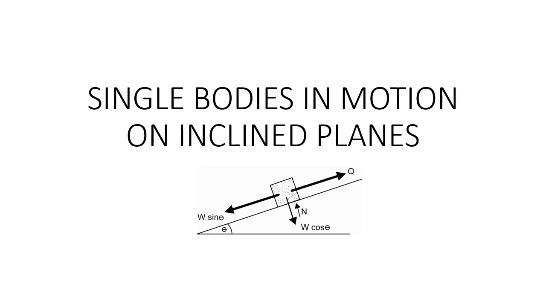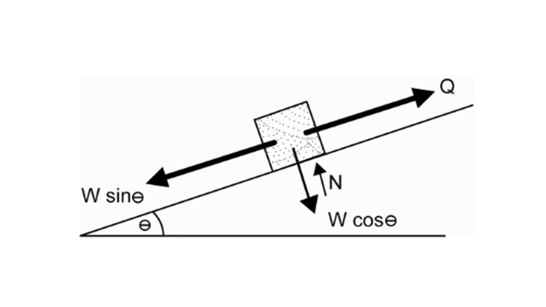Hello everyone, in this video we're looking at single bodies in motion along an inclined plane. It is when an object can travel up and down an inclined plane, of course, and we are to observe the forces acting on said object. Here is an object traveling along the incline, a free body diagram.